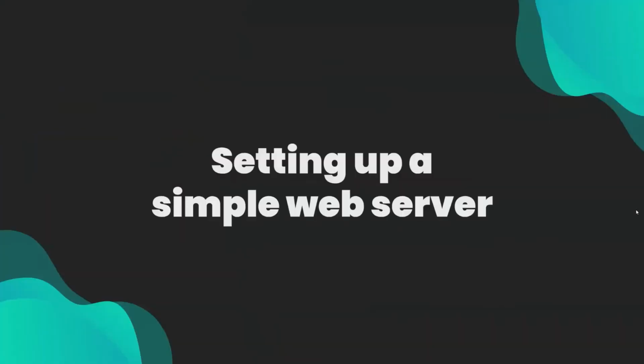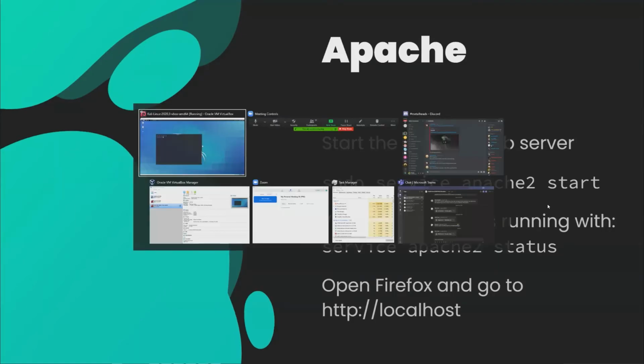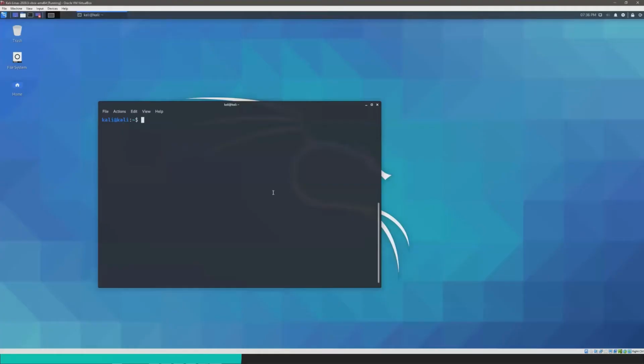And now I'm going to demonstrate how you can set up a simple web server as the last thing that we're going to do here. So in your terminal environment, start an Apache web server. The way that you would do that is you would type sudo service apache2 start, and you can check if it's running with service apache2 status. And if you open Firefox and go to localhost, you'll see that that apache2 server is running. So I will demonstrate that real quick.